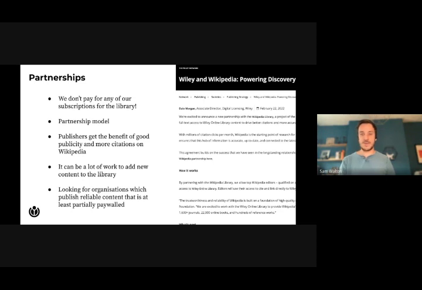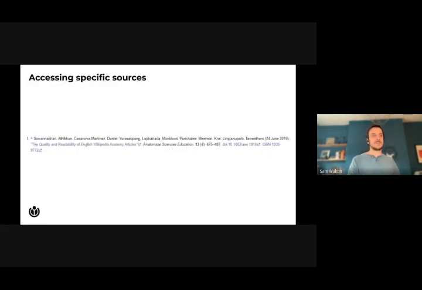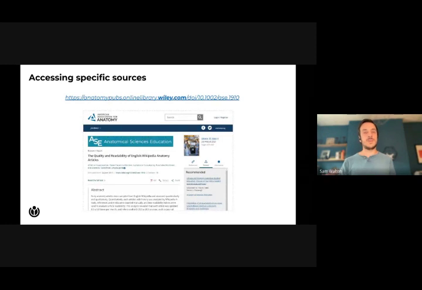So I have two final tips and tricks to share. The first is about accessing a specific source. I've shown you how to go into the library and browse and search in general. But what happens if you have one specific source that you want to be able to access? For example, let's say you're on Wikipedia and you see this citation. It's to a paper and you want to be able to get access to it and read it. If you click that link, you will end up here. And if you try to access the PDF, it's going to ask you to pay before you can access the journal.